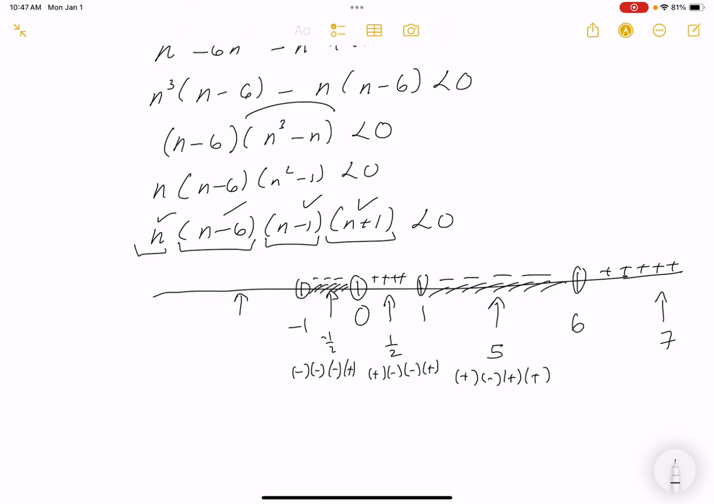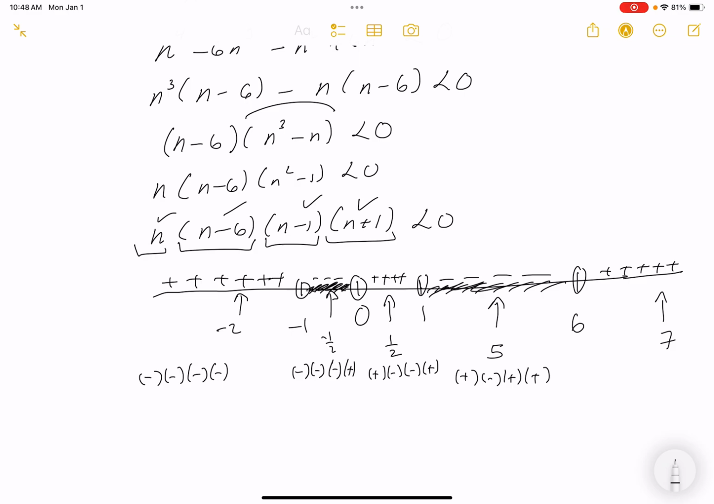I'll shade that in. A good number below minus 1, like minus 2, and plug it in. What do you get? Negative, negative, negative, and a negative. Overall, multiply that out, you get a positive, which is not less than 0. So there's only 2 intervals that satisfy this.